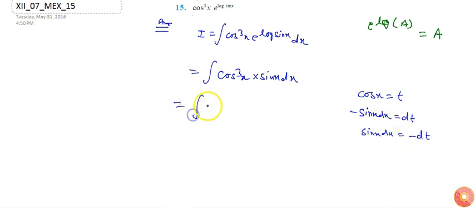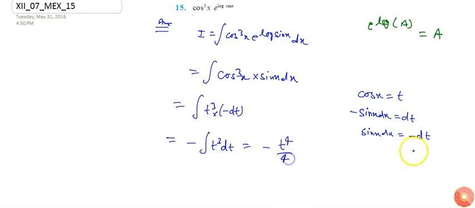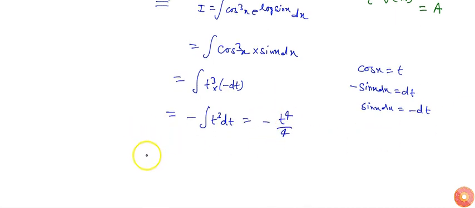So our integration will be t cube into minus dt. So I can write minus integration t cube dt. Integration of t cube is t power 4 by 4. And the value of t is cos x, so minus cos power 4 x by 4 plus c. This will be our final answer.